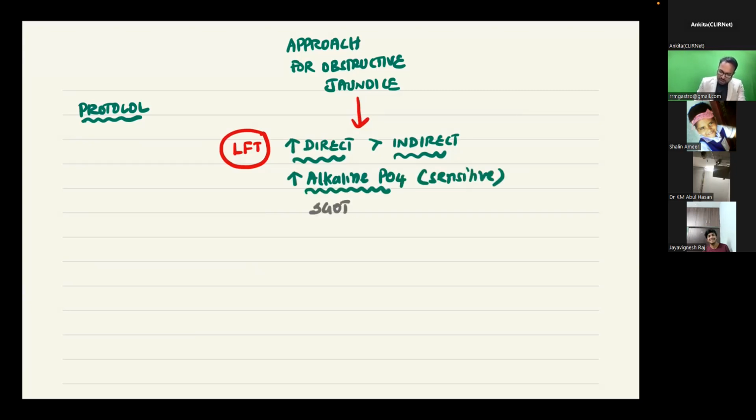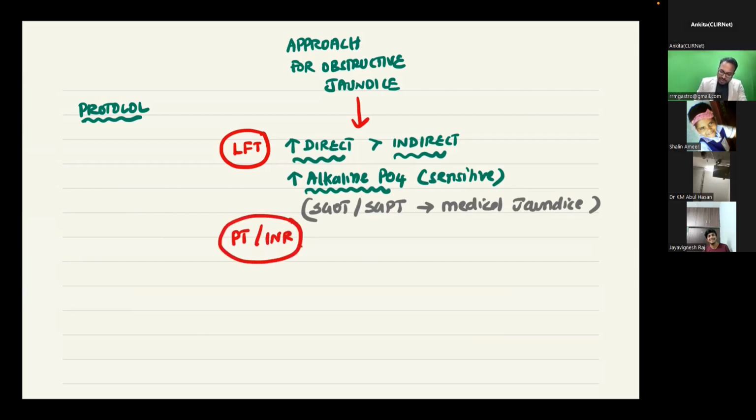SGOT, SGPT are all elevated in medical jaundice. That is why I'm telling you, you should read medical jaundice also along with that. There are two types of jaundice, medical jaundice and surgical jaundice. When we are evaluating, you have to do for both. So we have to do LFT. Direct bilirubin is elevated, alkaline phosphatase is elevated, and very important, you should do prothrombin time and INR, which will be elevated definitely in an obstructive jaundice case. So this is the first step.